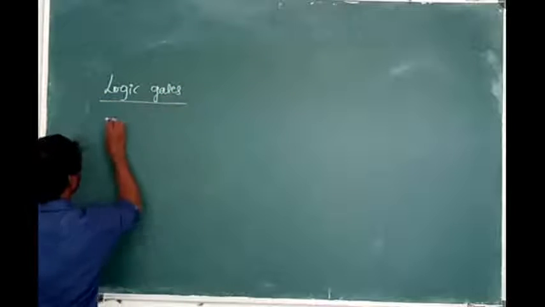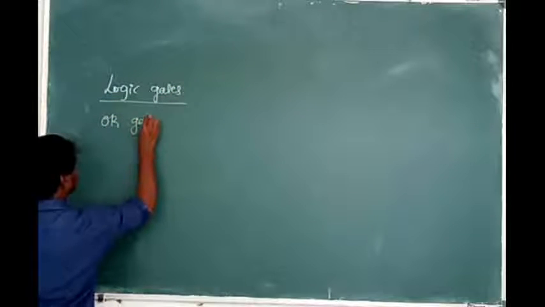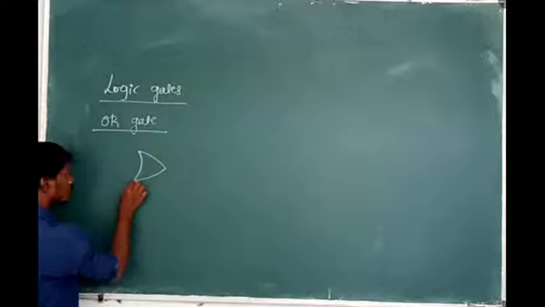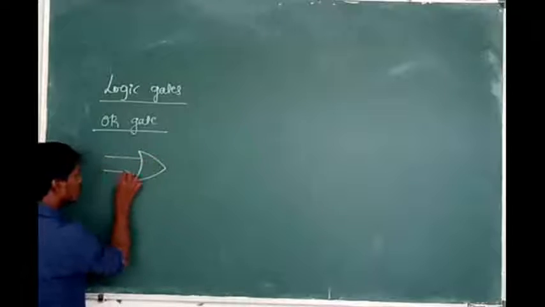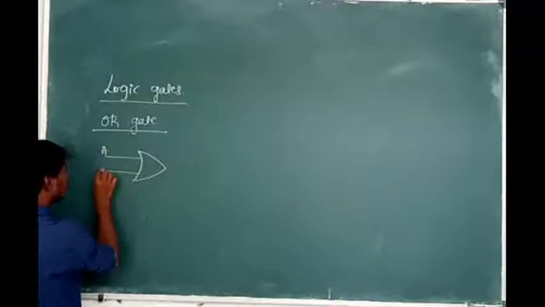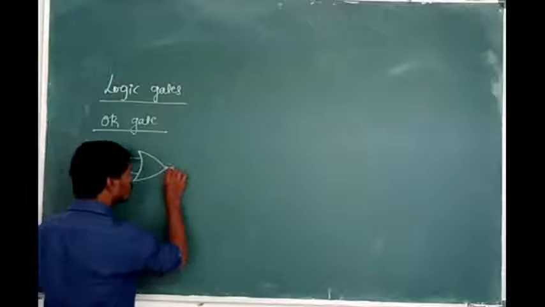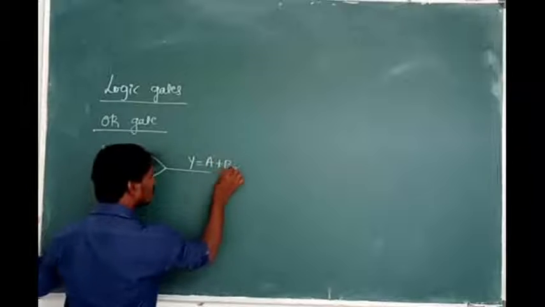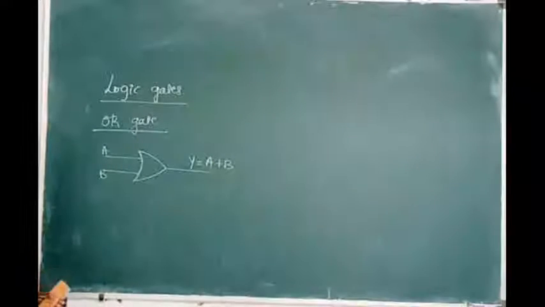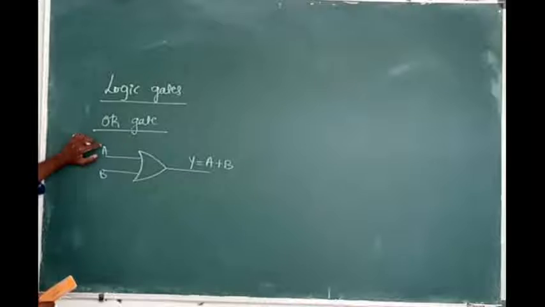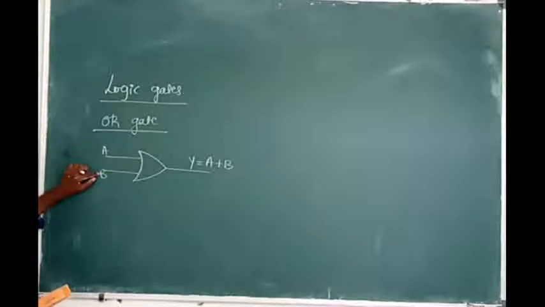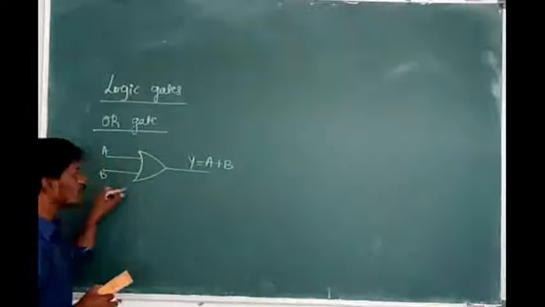First, we are going to discuss the OR gate. What is the symbolic representation of the OR gate? It has two or more inputs and only one output, that is, the output Y equals A OR B. How do we read this? A or B. The logic symbol for the OR gate is as shown in the figure, where A and B are the two inputs and Y is the output.